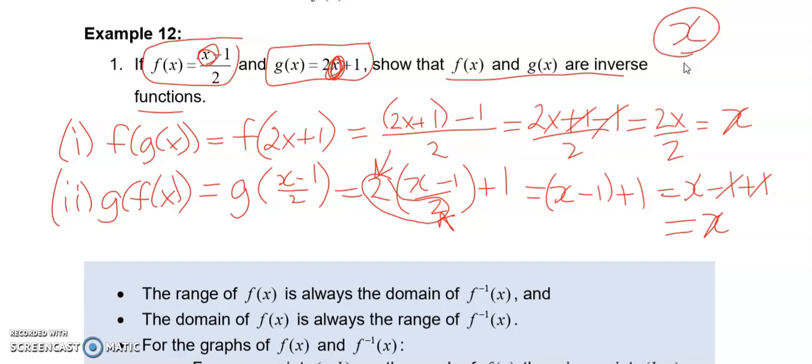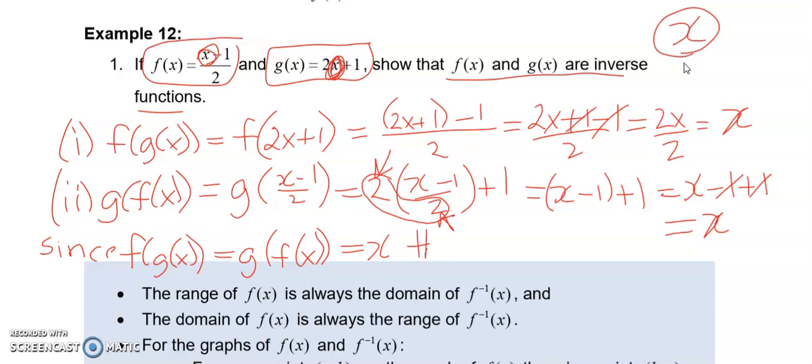All right. So what's the conclusion? Here's your conclusion. Since f of g of x and g of f of x are both equal to x, you see, they both equal the same thing. Since both of that happened, then f of x and g of x are inverses.